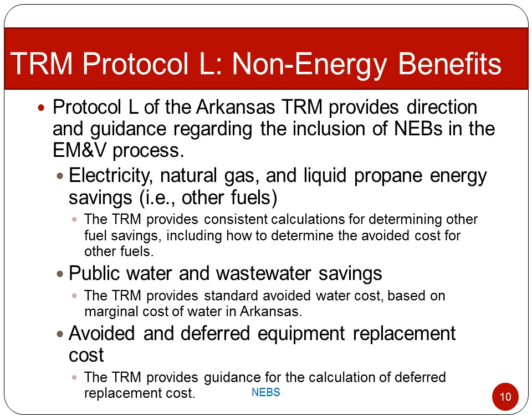But again, our 3 main categories are going to be the other savings, public water and wastewater, and avoided and deferred equipment replacement costs. Here in Arkansas, the PwC decided those were the easiest ones to quantify, and since the Commission told us they needed to be quantified, these are the ones that we're using at this point in time.